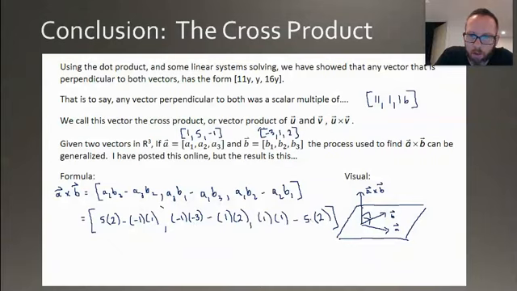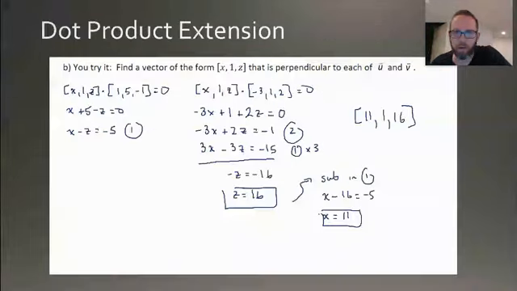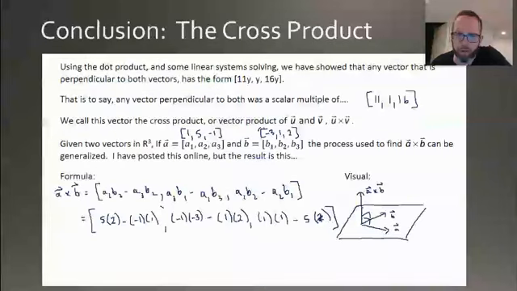Three. I think I did something wrong with the last one. A1, B2, A2, B1. 1 times 1, 5 times negative 3. There we go. 5 times negative 3. All right, let's just work this out. Oh yeah, we're good.